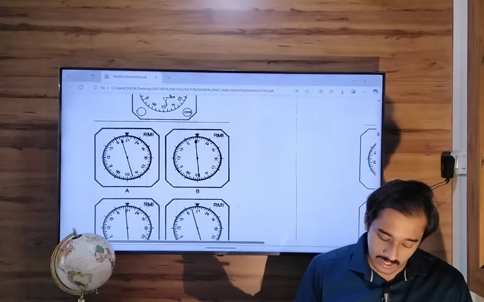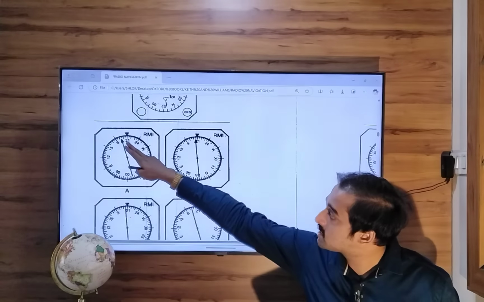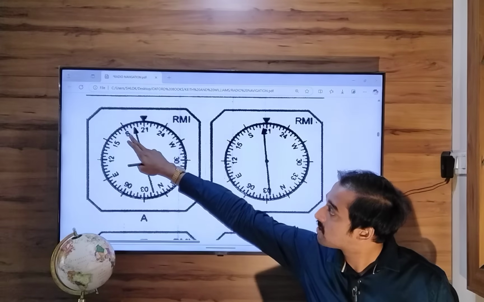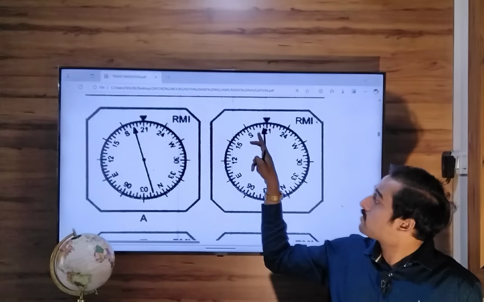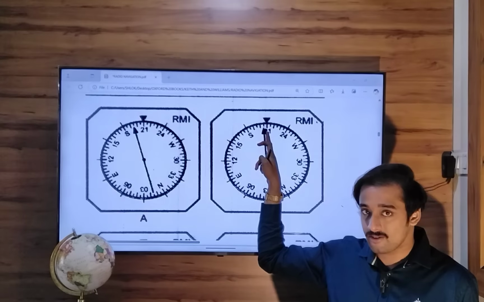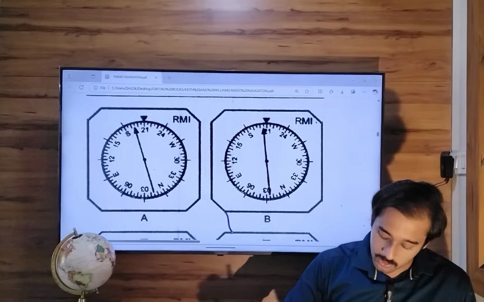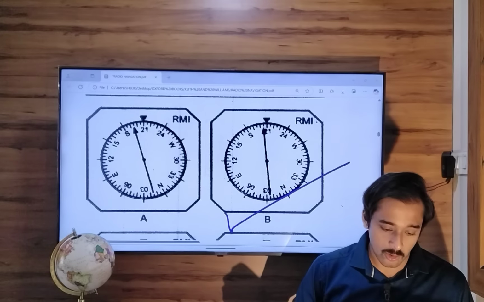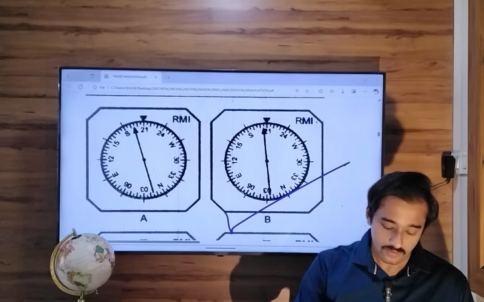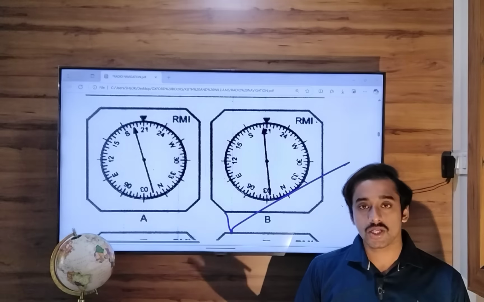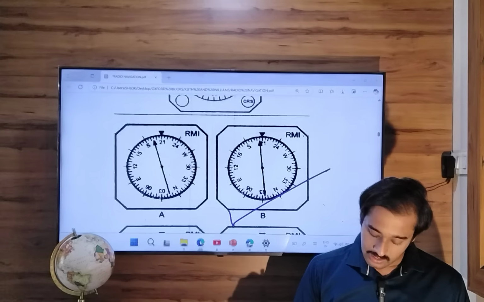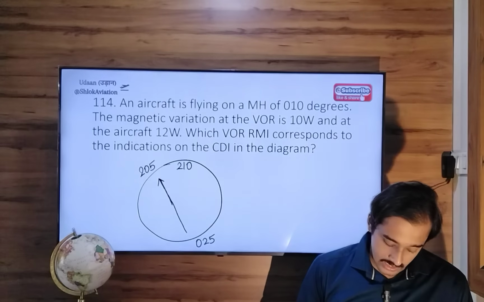Over here in figure A, the tip of the needle is pointing at 195. Over here, the tip of the needle is pointing at 205. So the correct option is option Bravo. Okay, so this is how you do the sum. Let's go to question 116.